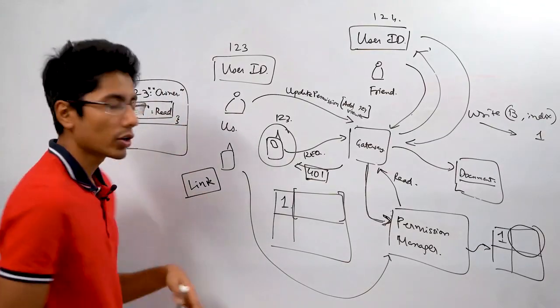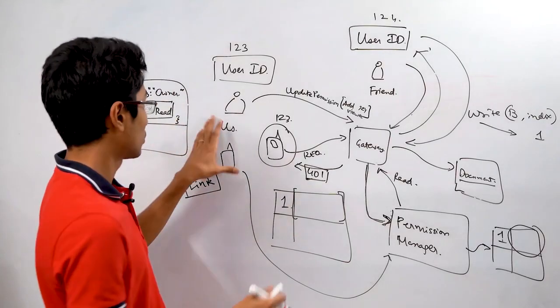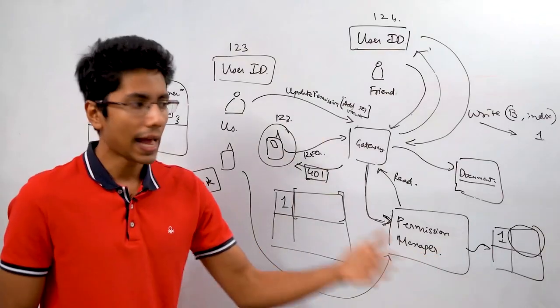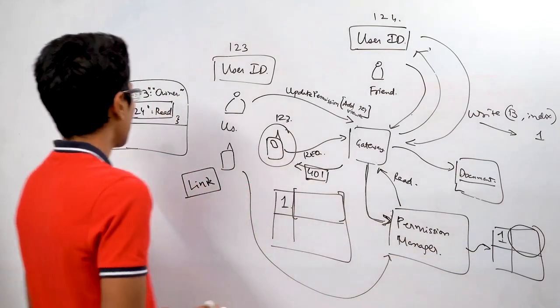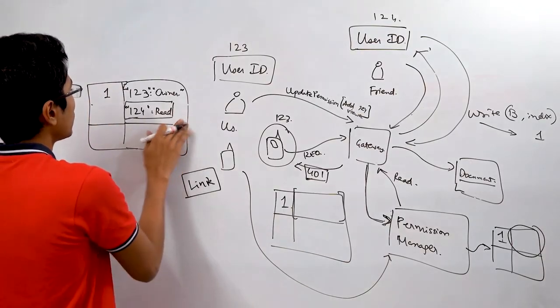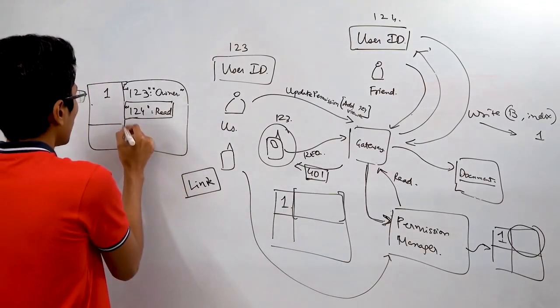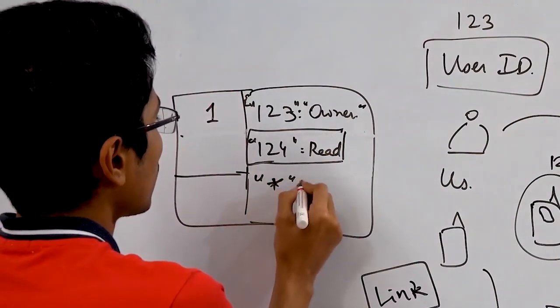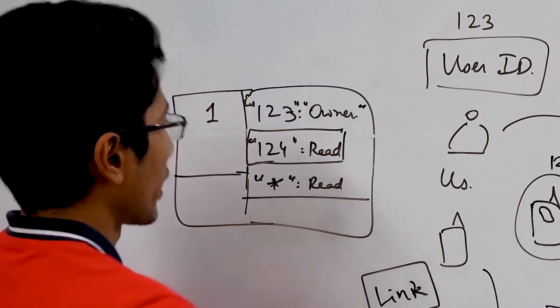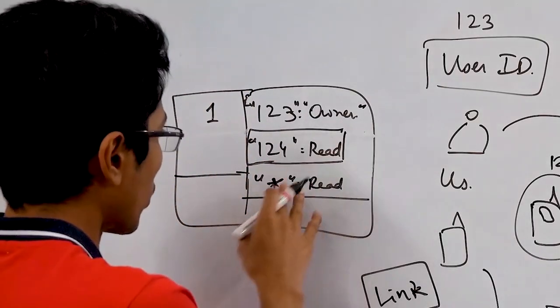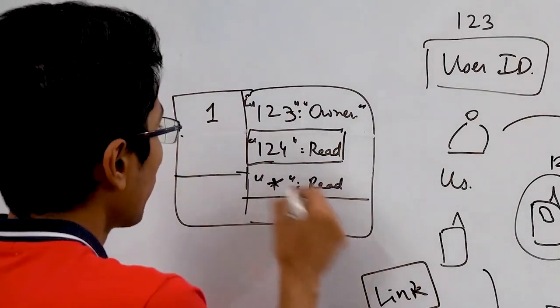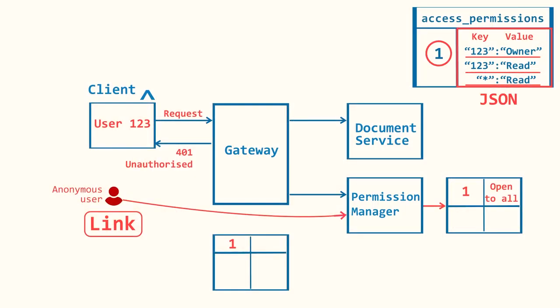What about link sharing, but only for reads? Anybody with the link, anybody who's sending a request, has to be allowed to fetch the document, but they cannot edit the document. So in that case, we can write something like a regex expression, where you say anybody, which is star, has access to read. Now 124 having access to read is redundant, but let's keep that for a while. Star says read. So if any of the key value pairs satisfy the permission required for this user to make the operation they're asking, then just return a yes response.